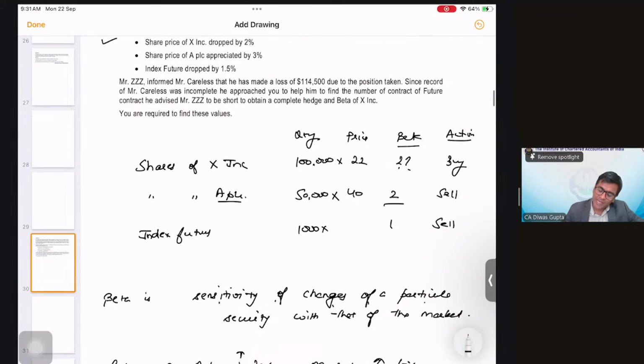So share price of X Inc., where the buying position was there, has dropped. Share price of APLC appreciated. So share price of APLC, where there was a short position, has appreciated. So both the things have happened in a reverse order, right? Wherever that person was holding the share, the prices have gone down. Wherever there was a short position held by this person, the prices moved up. So there was a loss there as well. Then finally, index futures also dropped by 1.5%. So Mr. ZZZ informed Mr. Careless that he has made a loss of this much due to the position taken.